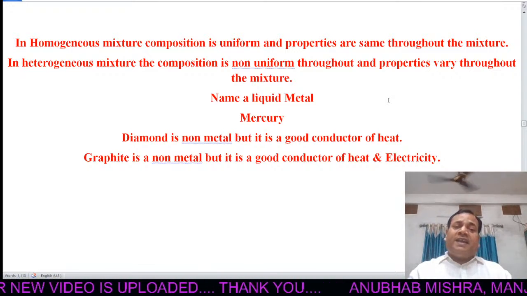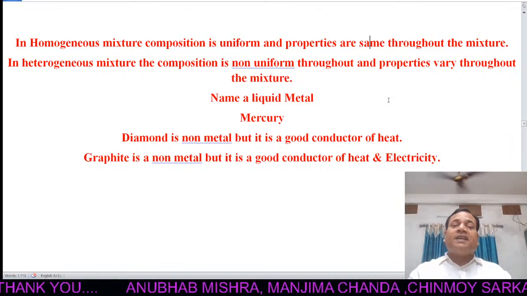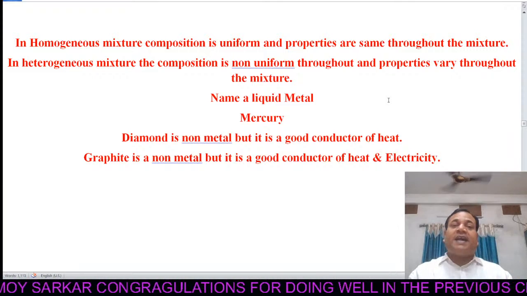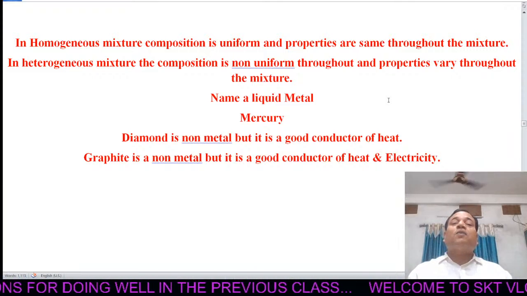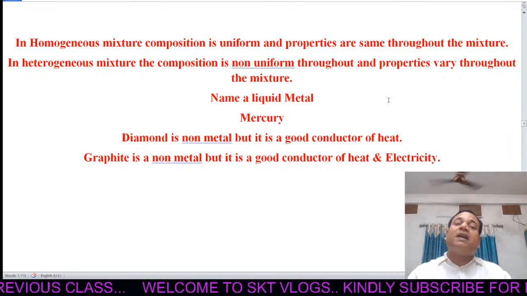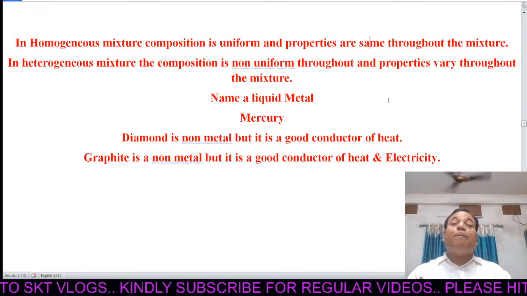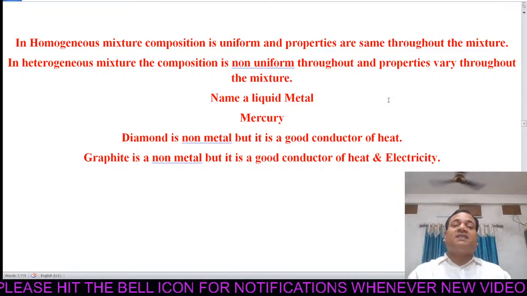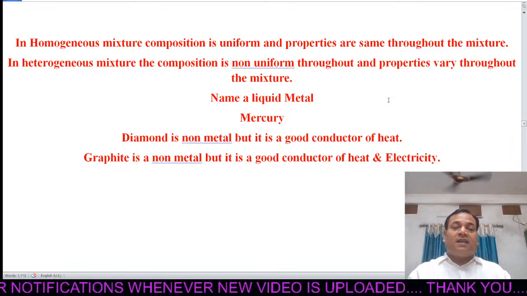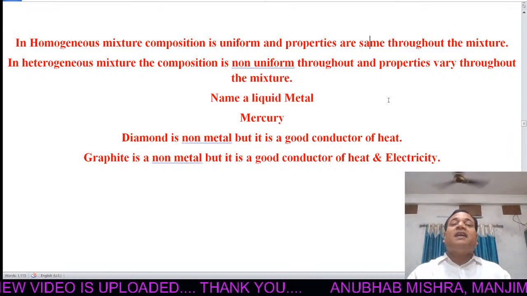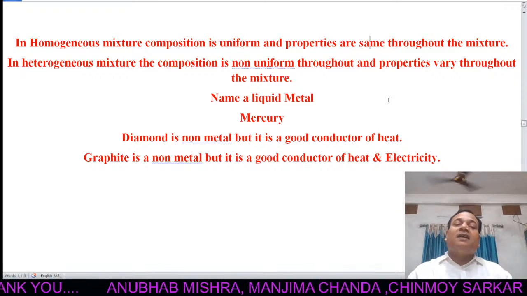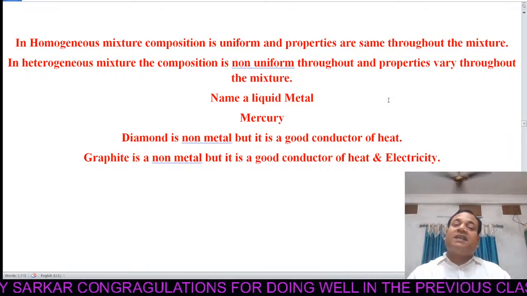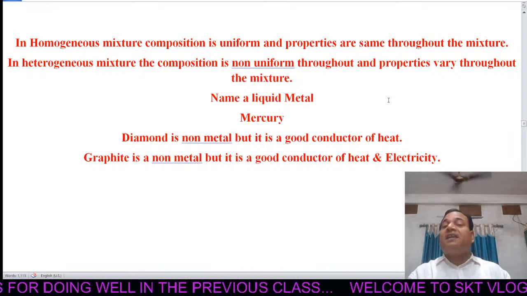Now, diamond is a non-metal, but it is a good conductor of heat. You understood that metal is a good conductor of heat and electricity, but non-metal is a bad conductor of heat and electricity. You see, these are the exceptions. Diamond is a non-metal, but a good conductor of heat. Like that, graphite is a non-metal, but it is a good conductor of heat and electricity.